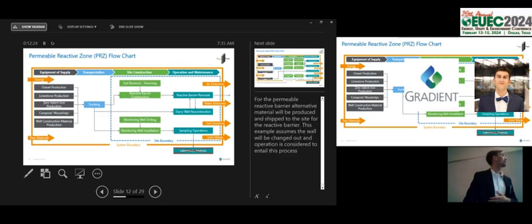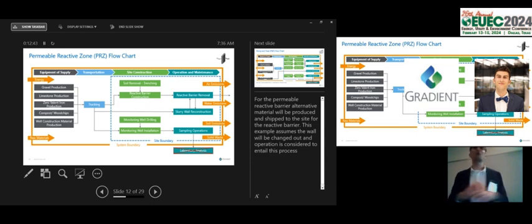The next flowchart illustrates the components that are going to be going into the environmental impacts for this alternative. We considered a reactive zone with the treatment material being zero-valent iron.